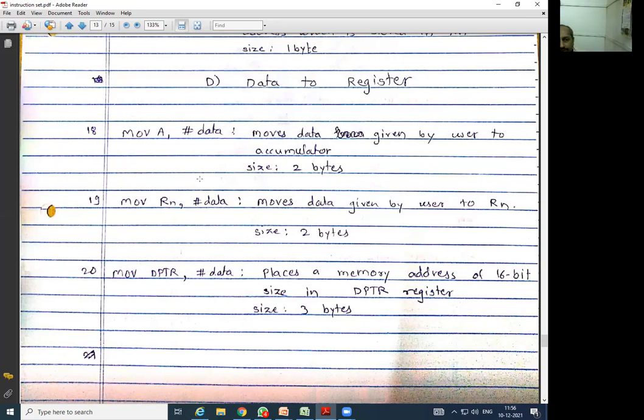इथं मात्र 8 बिटचाच डेटा द्यावा लागतोय ह्या इन्स्ट्रक्शन नंबर 18 आणि 19 ला, कारण A ची कॅपॅसिटी 8 बिटची आहे, RN ची पण कॅपॅसिटी 8 बिटची आहे. पण इथं DPTR ची कॅपॅसिटी 16 बिट असल्यामुळं तुम्ही हा डेटा 16 बिट देऊ शकता.